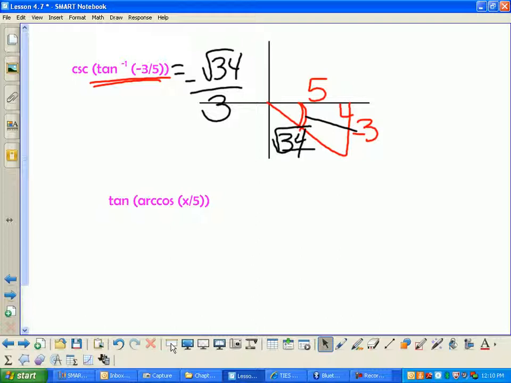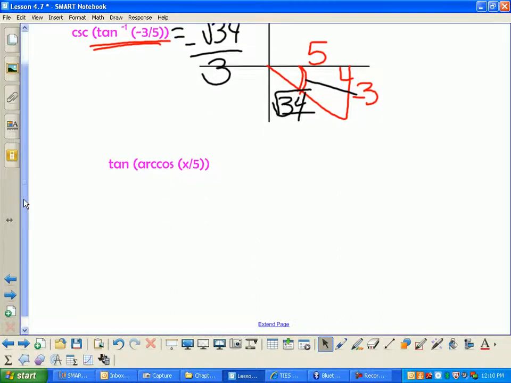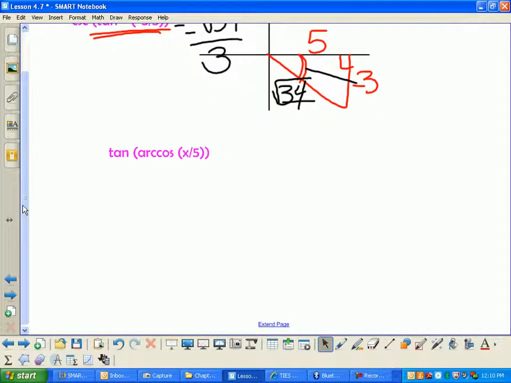Okay, so this is just a teeny bit more difficult than the top one, because we still have a function inside of a function. We have our cosine inside a tangent, but a little more difficult because now instead of having a negative 3/5 there, I have an x over 5. So first of all, what quadrant should your triangle be drawn in?